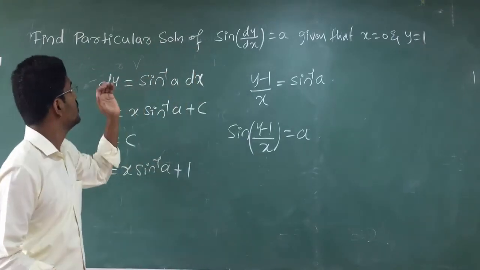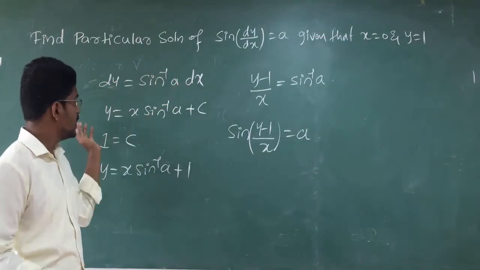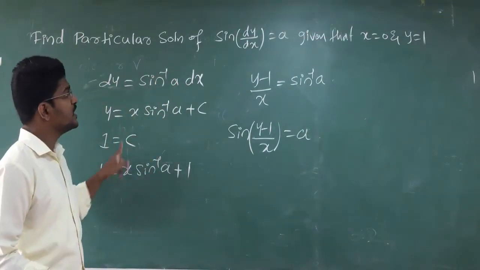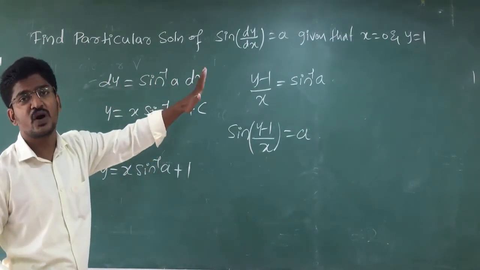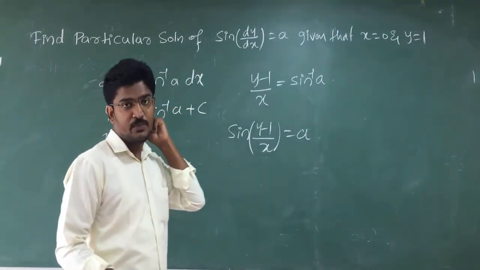Taking this differential equation, what I will do is simplify it as dy equal to sin inverse of a into dx, and integrate on both sides. After that, the conditions are given: x equal to 0, y equal to 1. So therefore it will be y equal to x into sin inverse of a plus 1.